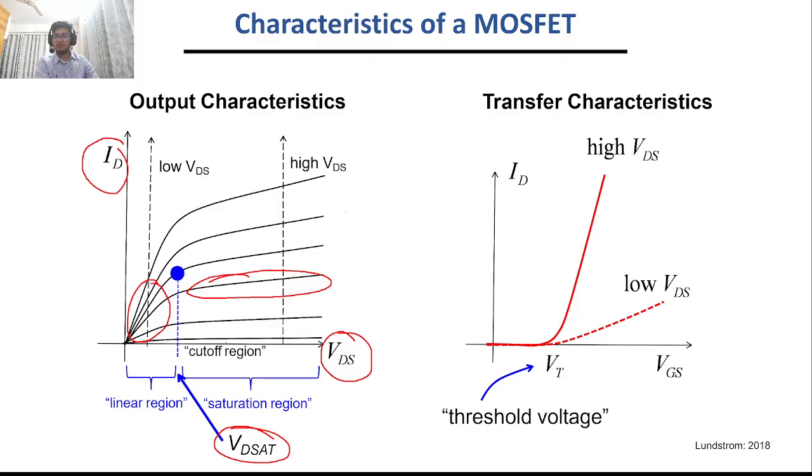Also we have another region called the cutoff region where the gate voltage is not high enough to turn on the channel, so we have zero drain current even if we increase VDS.